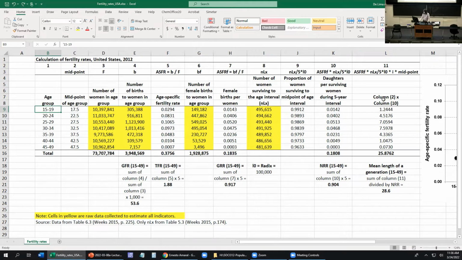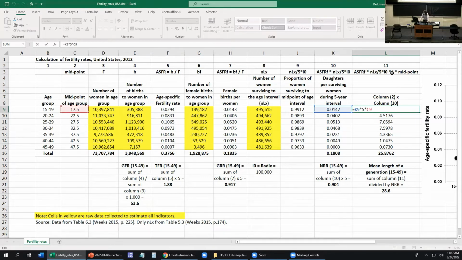So if we're just multiplying columns 2 and 10, we just get the midpoint here by this part. So we have ASFR times this, times the mortality factor, times the midpoint. So what we are doing is just getting this number here, multiplying by this. That's what we have here, column 2 times column 10.